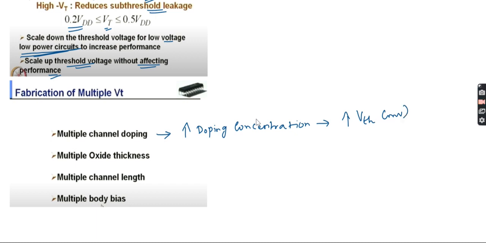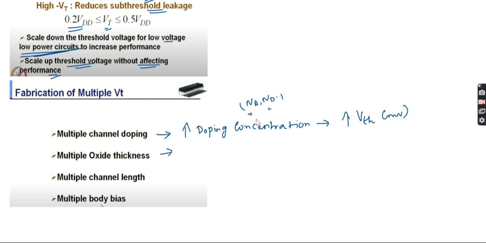Multiple channel doping means your channel will have doping, adding impurities. If you increase the doping concentration, which we may write as NA and ND, acceptor and donor concentrations, right? Then multiple oxide thickness is one more way to scale the threshold voltage.